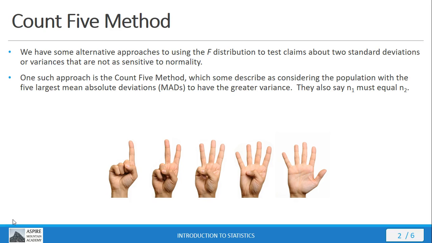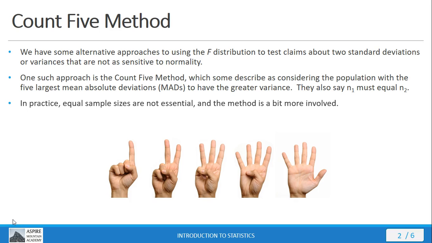There are different ways that people talk about this and describe it, but I'm going to give you the lowdown here and take you step by step through the method so that you can understand how to use it to do the hypothesis testing. Now, some people say that there's a requirement that the sample sizes need to be equal. That's not actually essential, but the method is a bit more involved than some people let on. Again, I'm going to run you through the steps one at a time, and we're going to slowly walk through this so you can understand this Count 5 method.